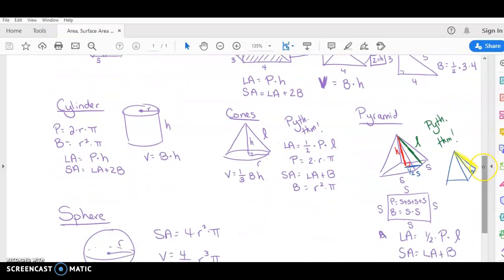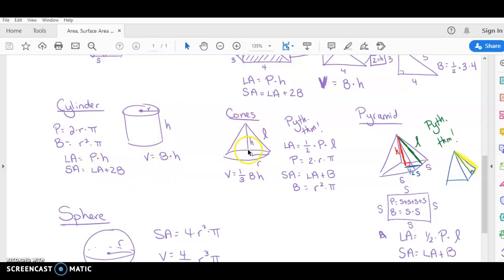The cylinder looks like this. You've got your radius, you've got your height. Perimeter is the same thing as circumference. It's 2 times radius times pi. The area of the base is radius squared times pi. The lateral area is the perimeter, which is the circumference, times the height. And the surface area is LA plus 2 times the area of the base. Volume is the area of the base times the height.